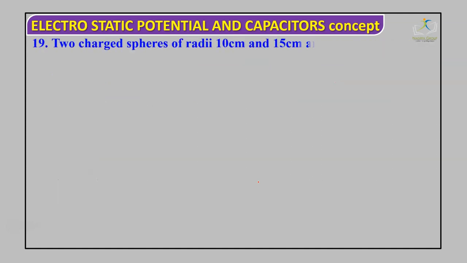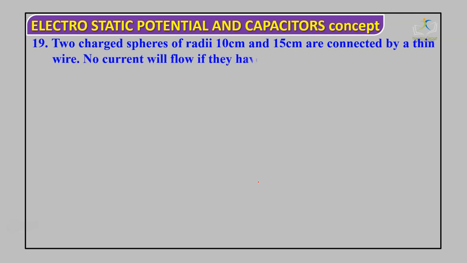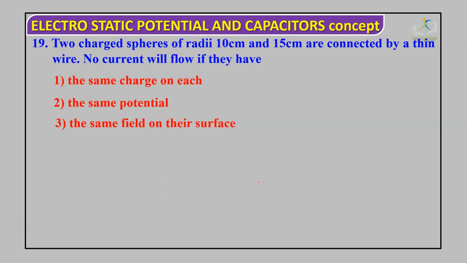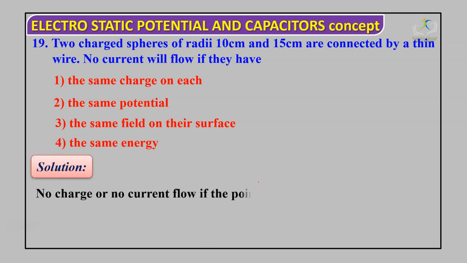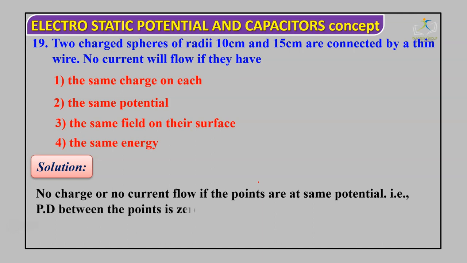Next question we have: charged spheres of radii 10 centimeter and 15 centimeter are connected by a thin wire. No current will flow if they have the same charge on each, the same potential, the same field on their surface, the same energy. Let us see the solution of this question. No charges flow, or no current flows, if the points are at the same potential. That is, the potential difference between the points is 0. According to this, the correct option is option 2.